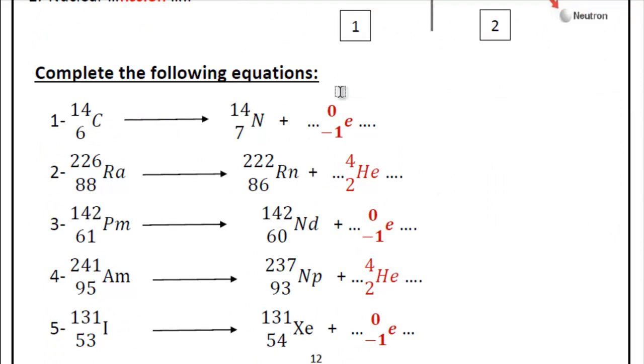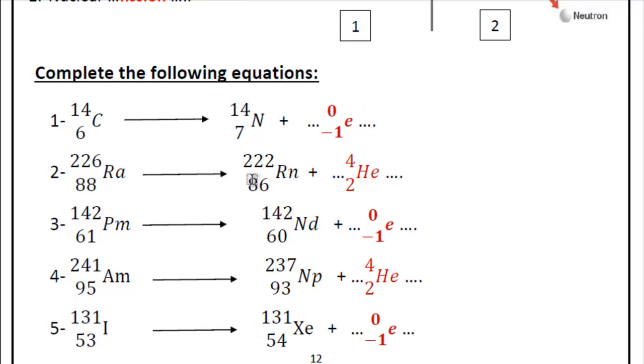Complete the following nuclear equation. We have here carbon 14, 6 becoming nitrogen 14, 7. No change here in the mass number, but there is a change in the atomic number; it rises by 1, so the radiation here will be beta.